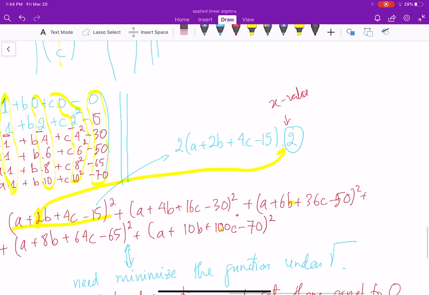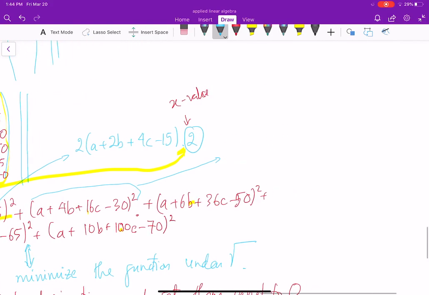And then similarly, I can find the partial derivative with respect to b of the second term. Now, I hope you can close your eyes and write that term. That is 2 times, and then you copy the whole thing in here, and then plus 16c minus 30. And then you multiply by 4, which is the x value. Makes sense? So basically, when you calculate for each term, you sum them up and then you set it equal to 0.